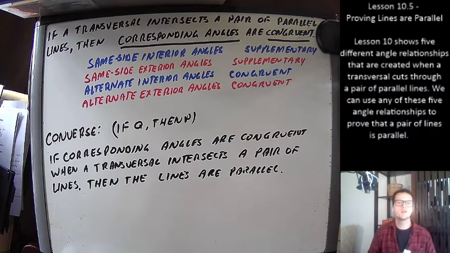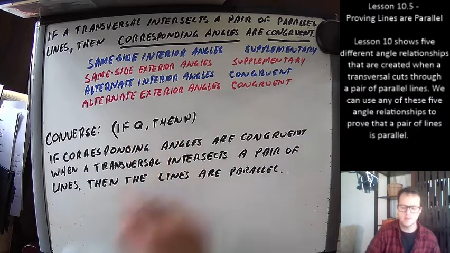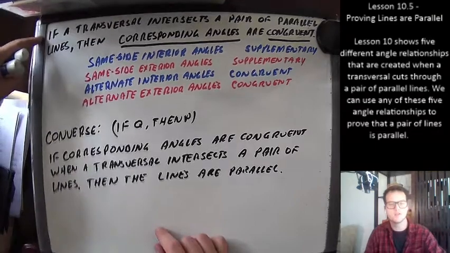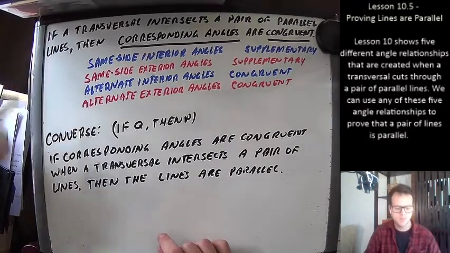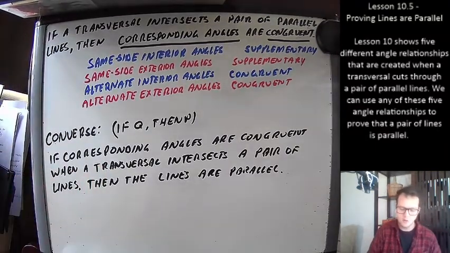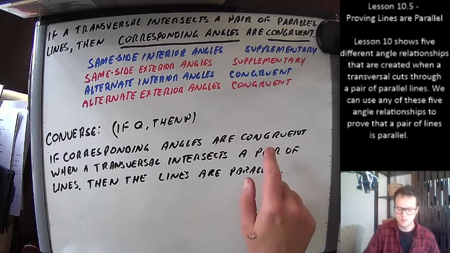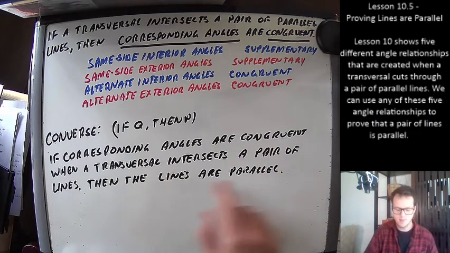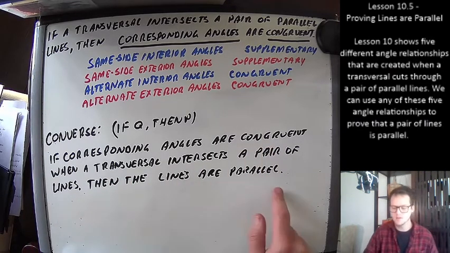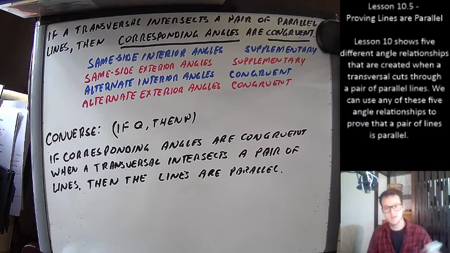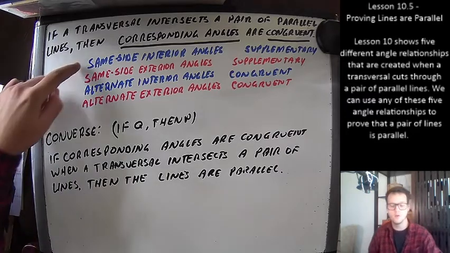Okay, let's recall talking about conditional statements, converses, etc. A conditional statement is if P then Q. The converse is if Q then P. So let's examine the converse of this initial statement that I wrote up here in black. The converse is, if corresponding angles are congruent when a transversal intersects a pair of lines, then the lines are parallel. This converse, I'm telling you right now, is indeed true. Same is true of all of the other four converses.